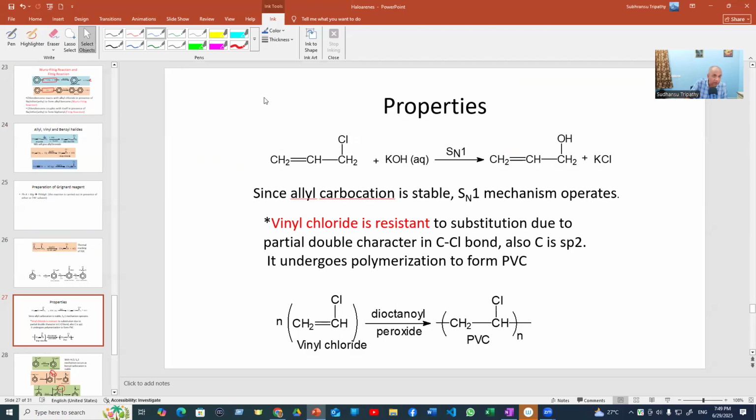So chlorine can join here. OH minus can join here. So that is the internal rearranged product. This is called SN1 dash.